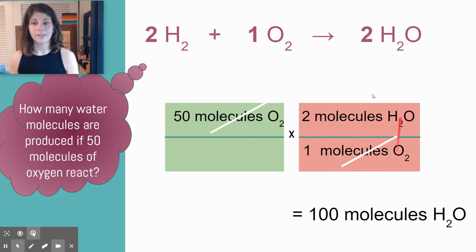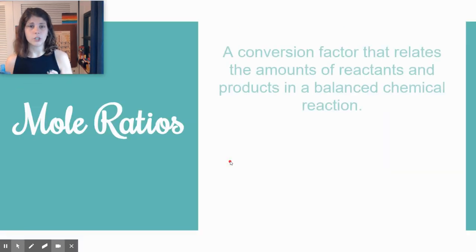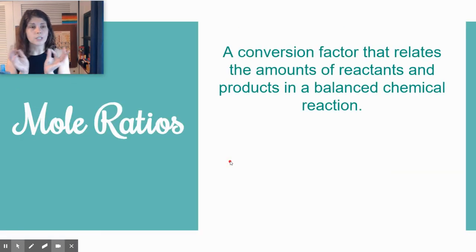This right here, this equivalency statement, is called a mole ratio. But again, we're not going to define mole until next week, which I know is weird, but look at the word molecule, mole. There's something going on there, and we'll talk more about it next week. So what is a mole ratio? Well, a mole ratio is a conversion factor. So it's an equivalency statement that relates the amount of reactants and the amount of products in a balanced chemical reaction. Get that definition down.